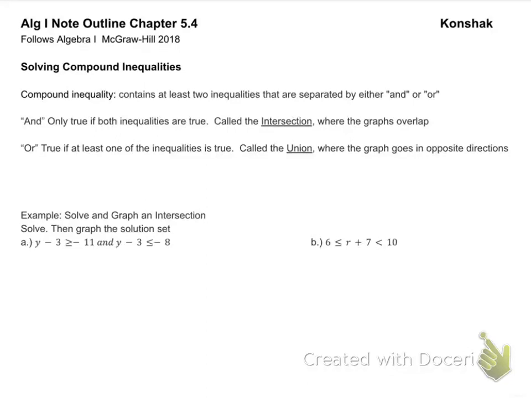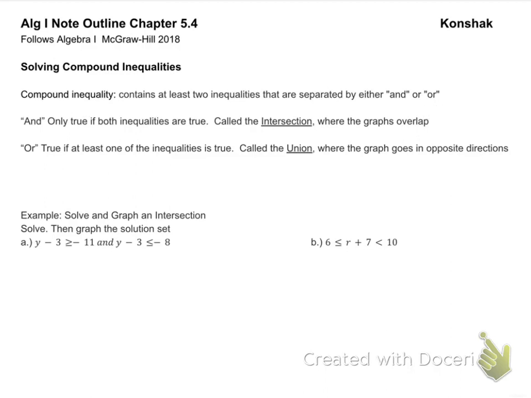Algebra 1, this is 5.4. 5.4 is now we're going to actually solve inequalities again, but this time we're going to be introduced to the idea of compound inequalities. Compound inequalities just kind of says there's more than two inequalities at the same time. So it's going to have an and or an or in it.